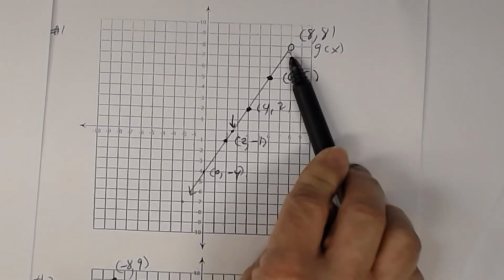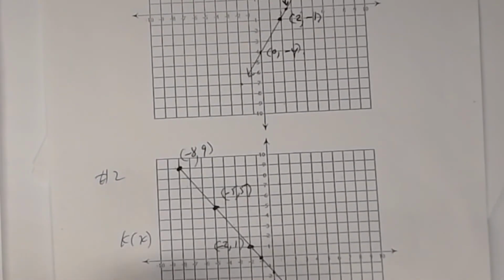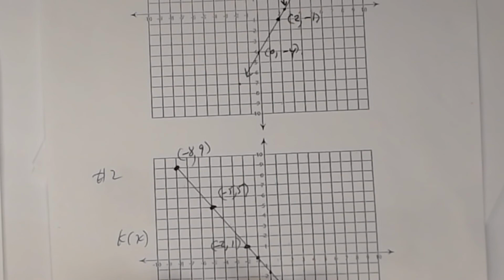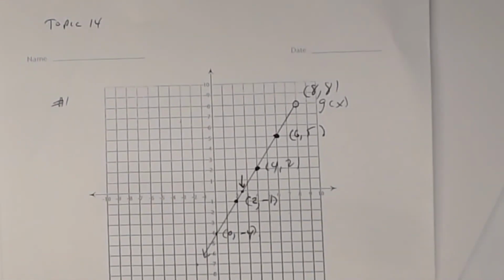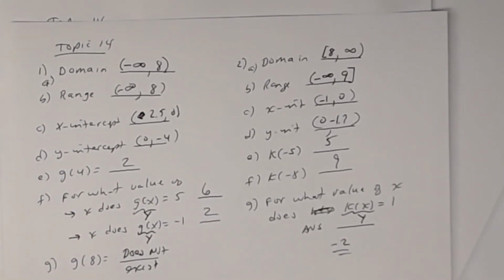What happens if I have an open circle? What happens if I have a closed circle? What happens if I have arrows? All right. Okay, so that took us about 18 minutes to go over those two ideas.